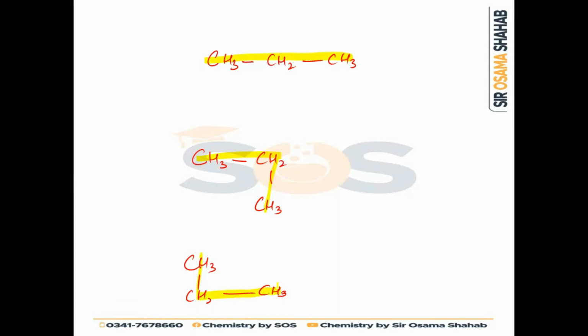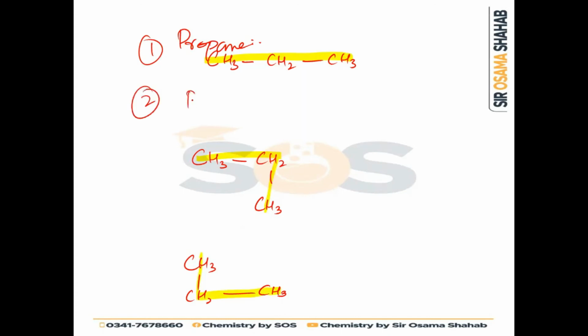So when we talk about isomerism, isomerism actually starts from butane, right? We have only one structure for propane. We cannot make any other structure of propane. It remains the same, just with a different look.